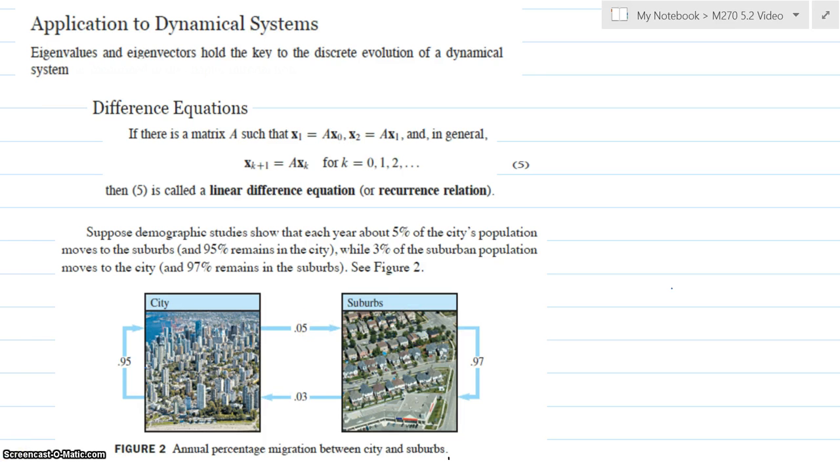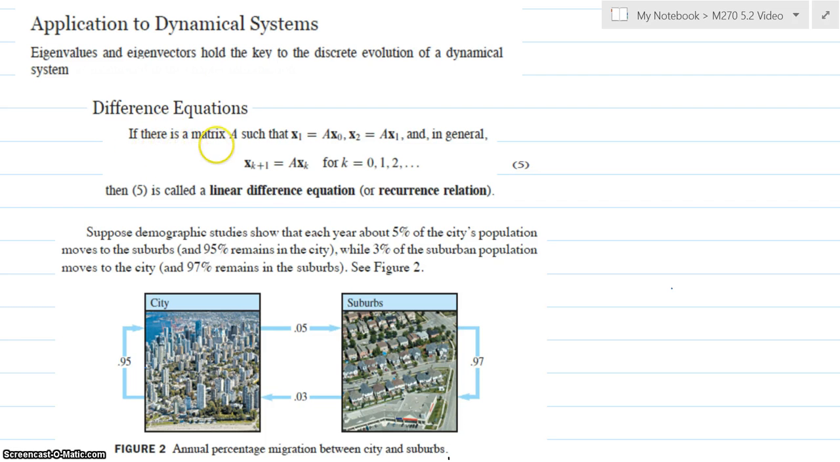The example that we're going to look at today is about migration, population migration. We're going to use difference equations. So what is a difference equation? Well, let's look at that.